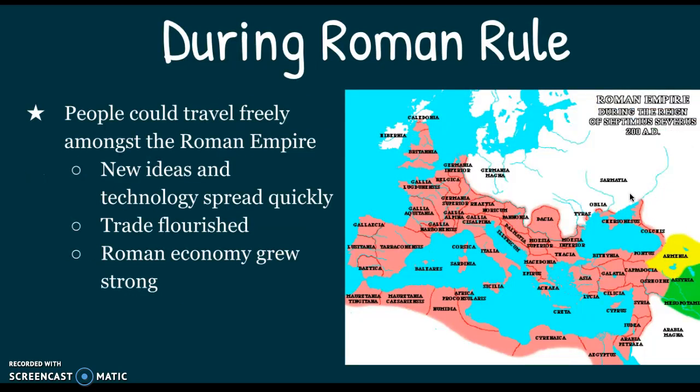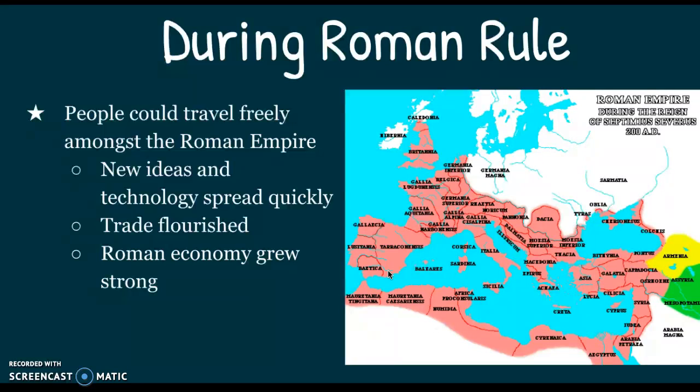During Roman rule, you could travel in the red freely. You could move about as you wanted to. There was no worry of anything happening to you. Because people could move from place to place relatively easily, new ideas and technology spread really quickly. Trade flourishes. Remember, part of the wars were fought so that Rome could maintain this trade route of the Mediterranean Sea. And the Roman economy grew because trade flourished and new ideas and technology spread quickly.